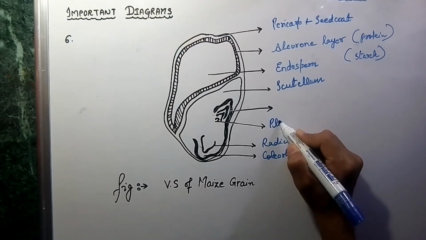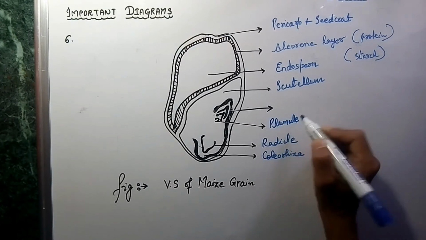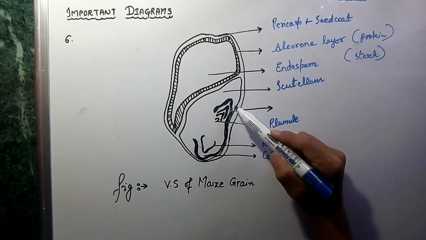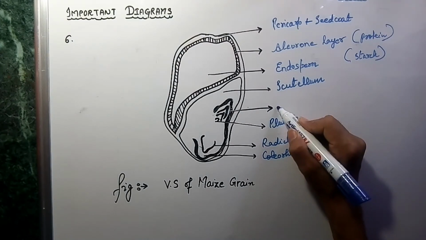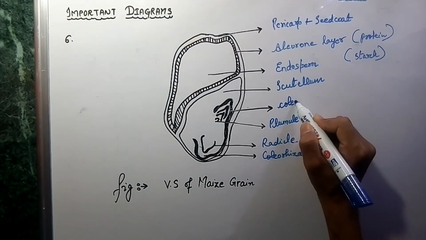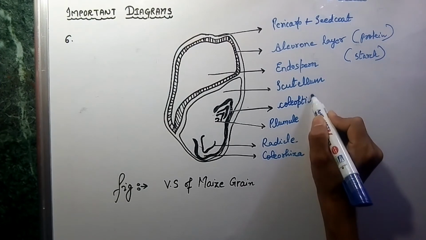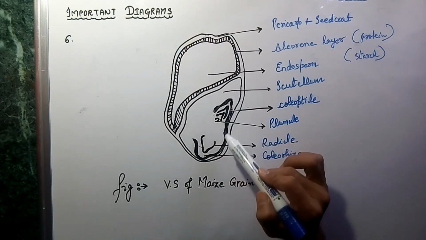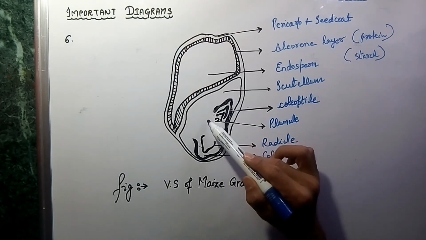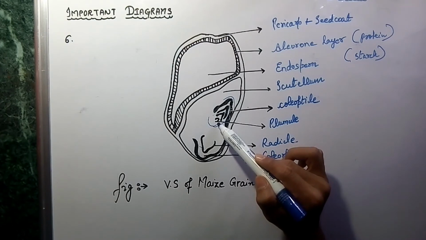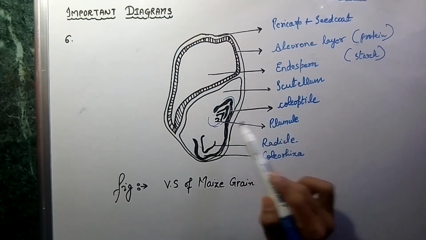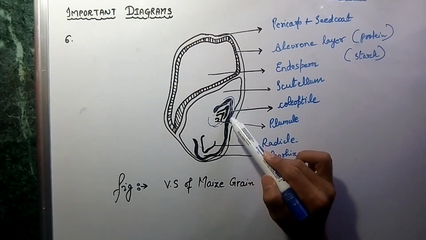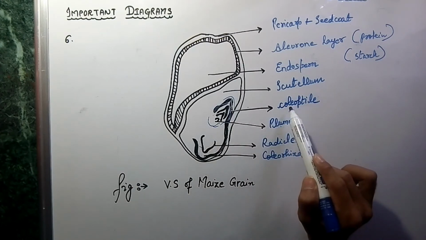It's the plumule. And this plumule is again covered by a foliaceous sheet, and this sheet is called the coleoptile. So the embryonal axis that points upward is known as the plumule, and this plumule is covered by a foliaceous sheet. This is a foliaceous sheet and hence it is called the coleoptile.